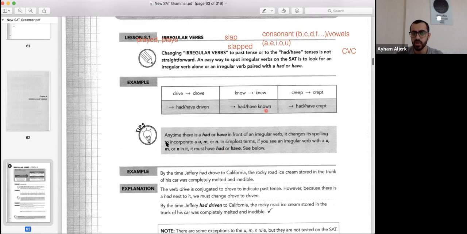It's not a good idea to rely on this rule only. I think it's better to have the list of all irregular verbs. I'm sure you know a lot of them, and just try to memorize the ones that you don't know.